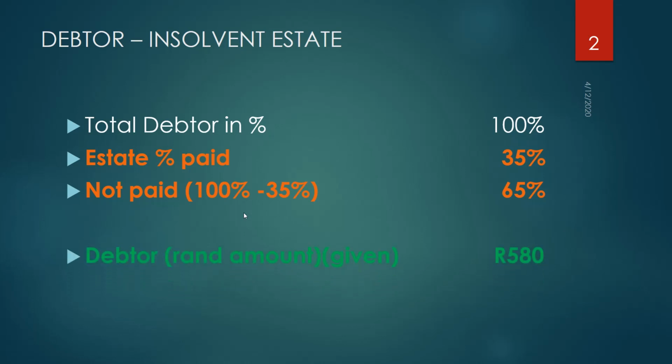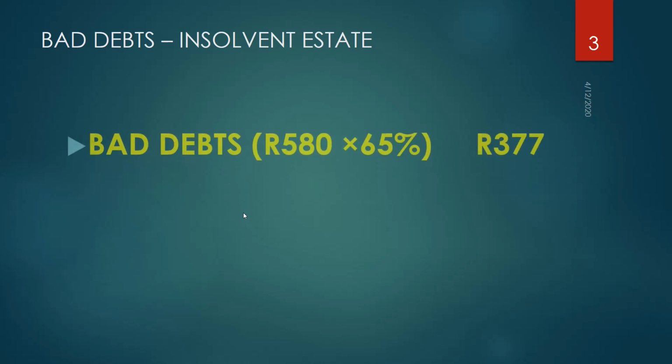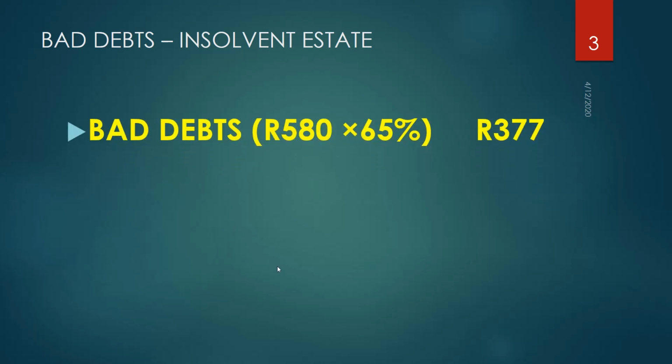For you to calculate the bad debts attributable to the insolvent estate, you're going to take the total debt amount of 580 as provided by the adjustments. For you to determine the amount of bad debts arising from the insolvent estate, you're simply going to take the insolvent debt, as given in the adjustments, and you're going to multiply by the percentage of 65. You're going to get an amount of 377.